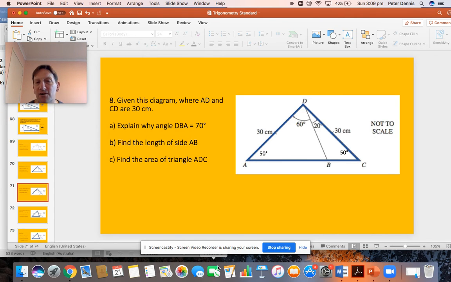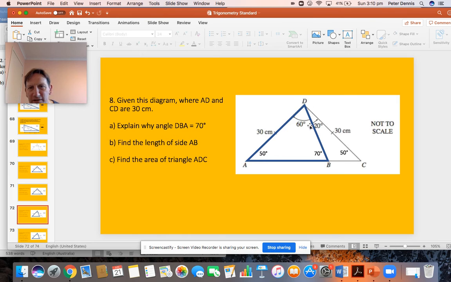Find the length of side AB. So side AB is this side here. So I'm not going to look at the whole big triangle anymore. We're going to look at this slightly smaller triangle here. So this is the triangle. Oh, explain why the angle is 70 degrees. We didn't do that, did we?